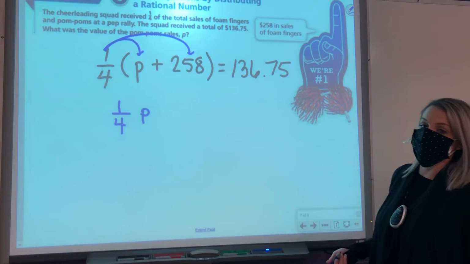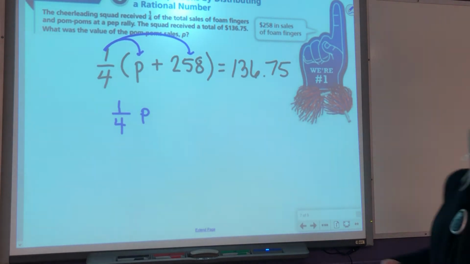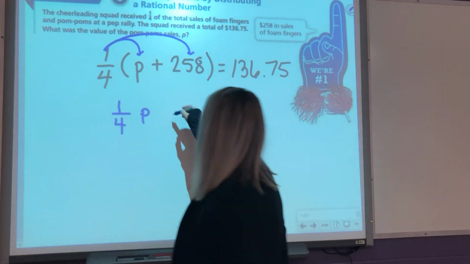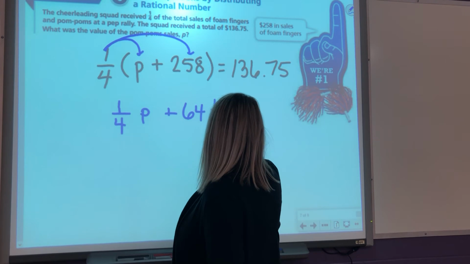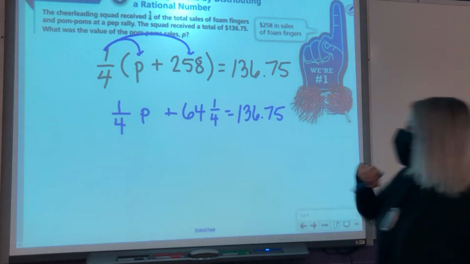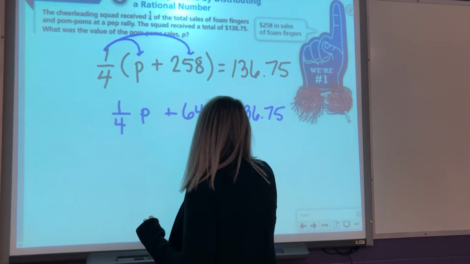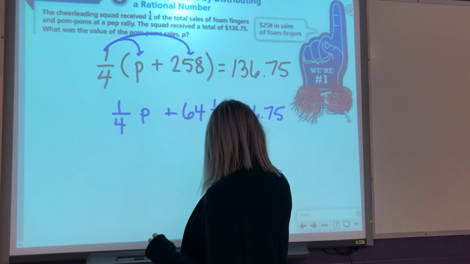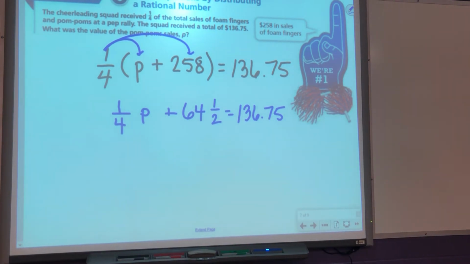So you could put that in decimal form. I need a decimal. I'm using my calculator. How many of you got 64 and 1/4? Is it 1/4 or 1/2? It's 1/2. It's a half. There you go.